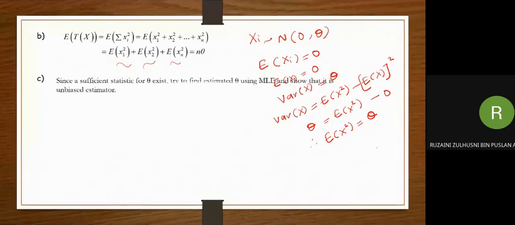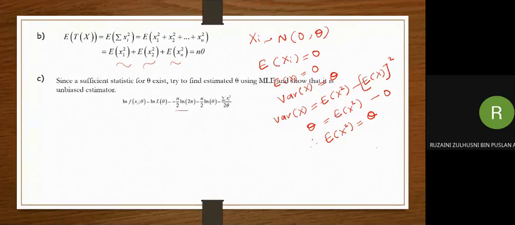Okay, second part. Since a sufficient statistic for theta exists, we try to find the estimated theta using MLE and show that it is an unbiased estimator. The question, part C, is to determine an unbiased estimator of theta that is a function of the sufficient statistic. For this one, we use the concept of MLE. In the first part A, we just showed that summation Xi square is a sufficient statistic without using the MLE concept. Now, since we want to prove this is an unbiased estimator, we try to find the estimated theta using MLE.